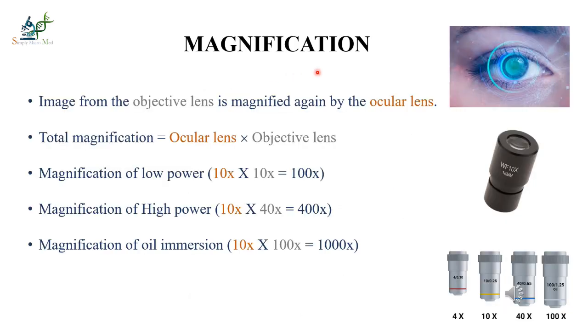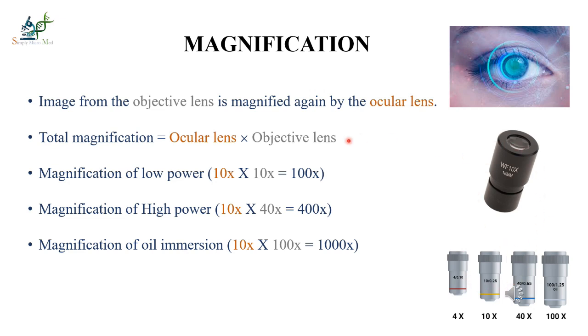Magnification is also called the power of the microscope or enlargement of the microscope. We will call it magnification. In a microscope, we already said that the tiny object or microorganism is magnified for better observation. In a compound microscope, two types of lens are used: the objective lens and the ocular lens. This ocular and this objective lens will enhance or magnify the image.